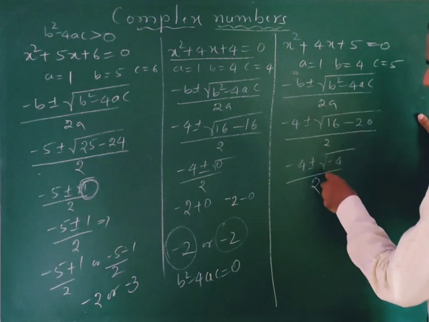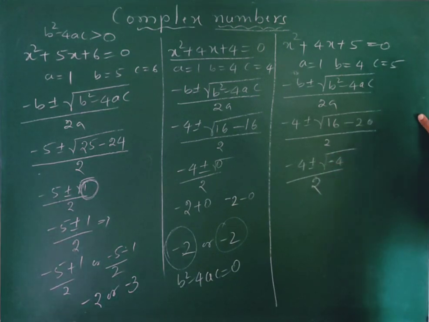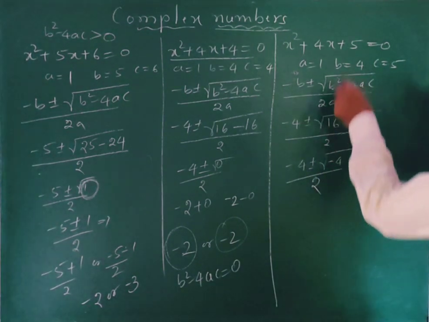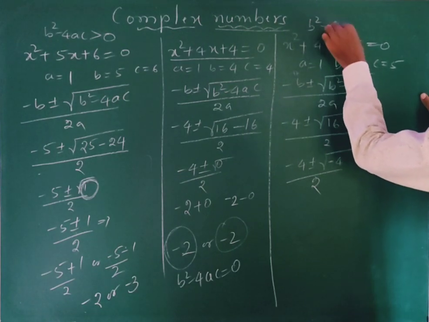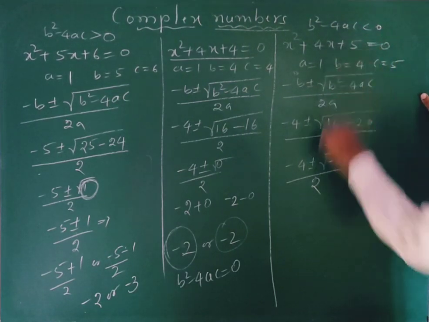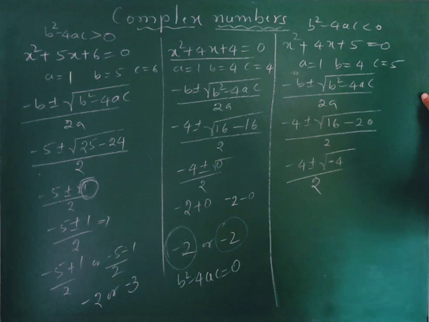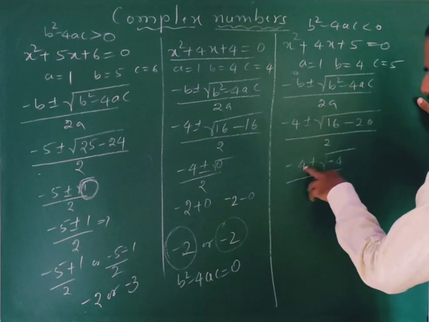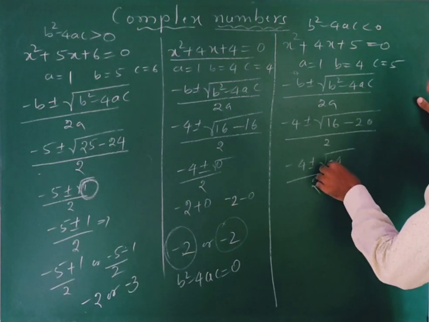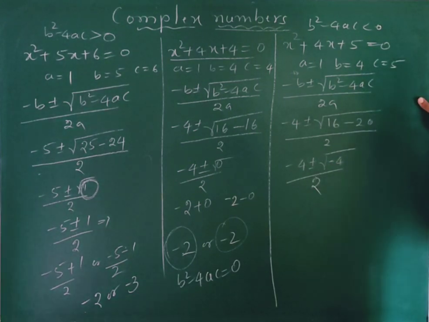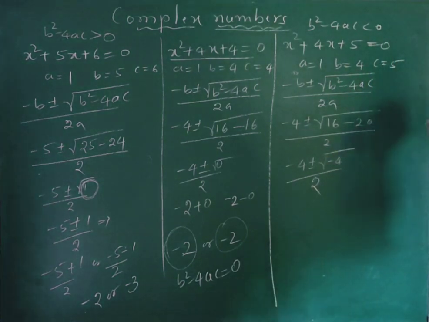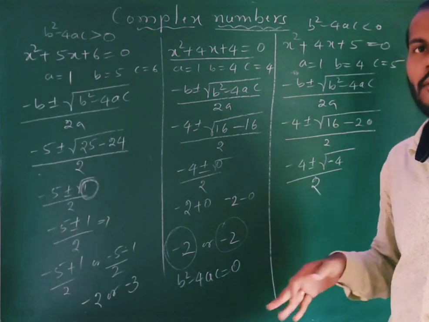Now minus 4 plus or minus root of minus 4, which is nothing but less than 0. B square minus 4ac is what here? Which is less than 0. In this case, we are going to get imaginary numbers. So minus 4 plus or minus under root of minus 4 by 2 is there. Now how to solve root minus 4? Whether it is rational or irrational.